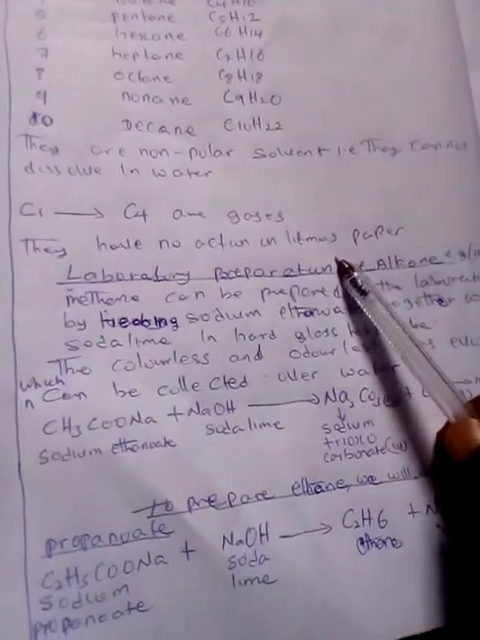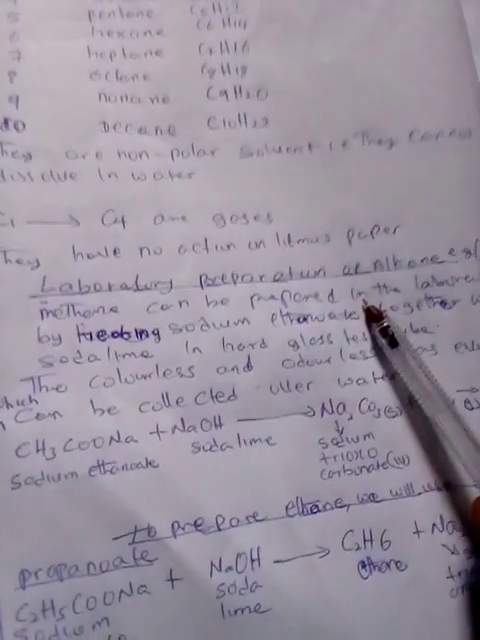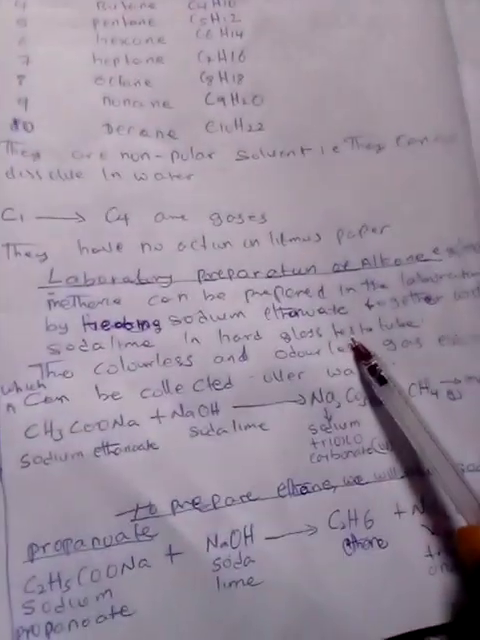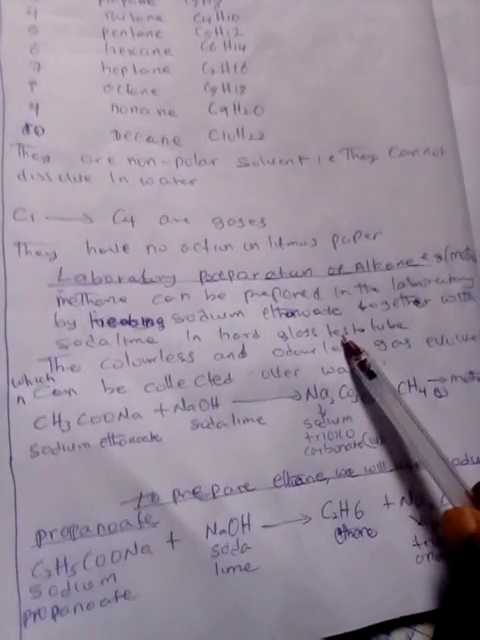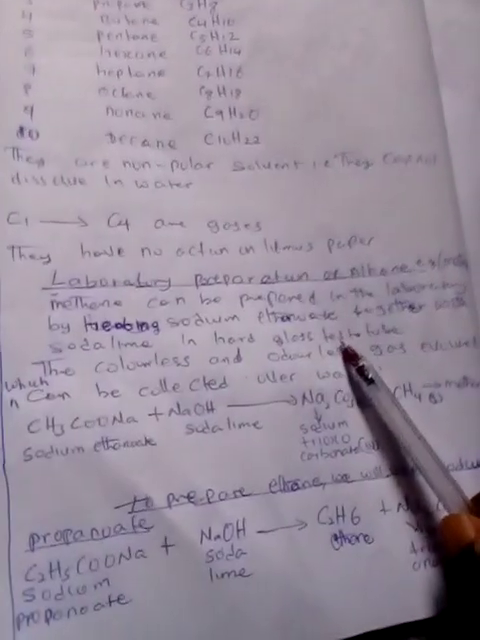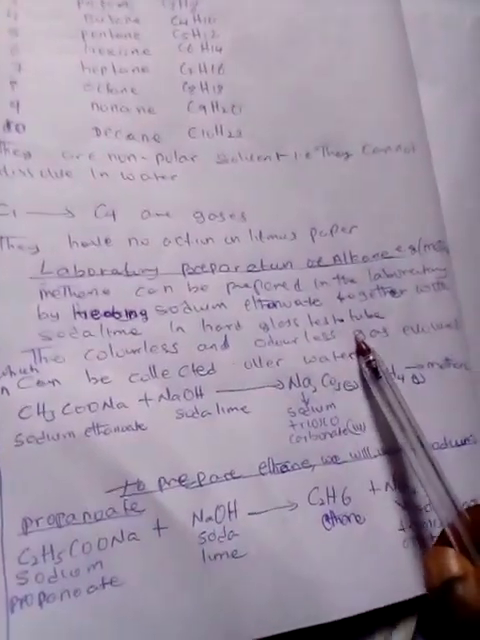To separate polar solvent from non-polar solvent, you use what is called a separating funnel, because they are immiscible liquids. In that sense, methane can be prepared in the laboratory by heating sodium ethanoate together with soda lime in a hard glass test tube, because the reaction is very dangerous.